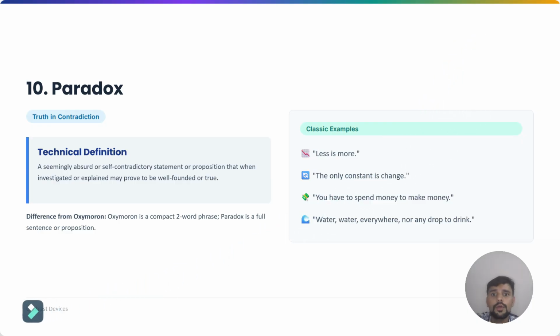Another: "the only constant is change." Again, it sounds contradictory. If everything changes, how can anything be constant? The answer is that change itself is constantly occurring. Another: "you have to spend money to make money." At first, it seems contradictory, but investment often requires spending before generating returns. So, paradox encourages us to think. Very useful. Think of oxymoron as contradiction inside a short phrase, and paradox as contradiction inside a broader idea or statement.